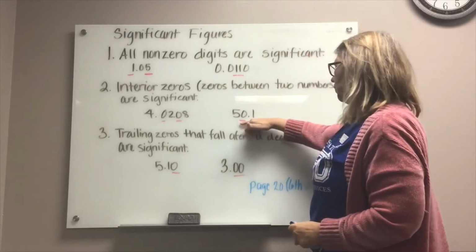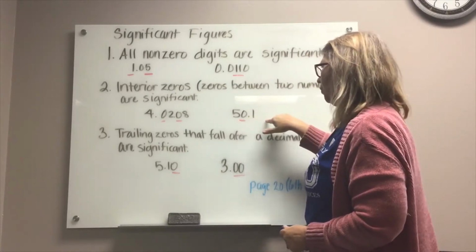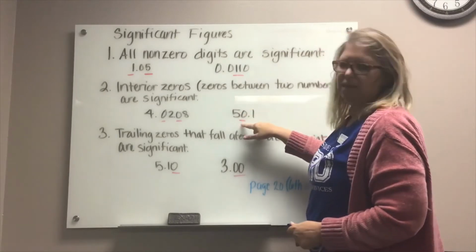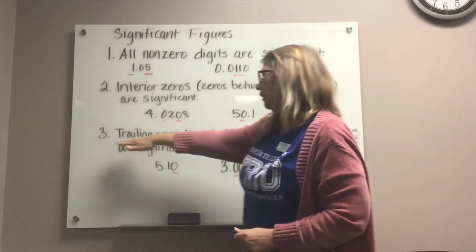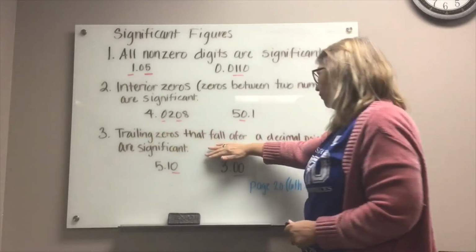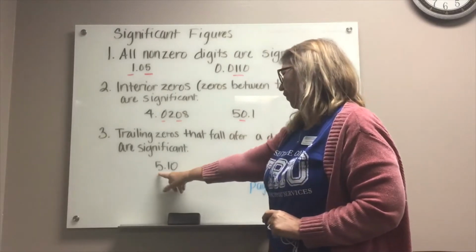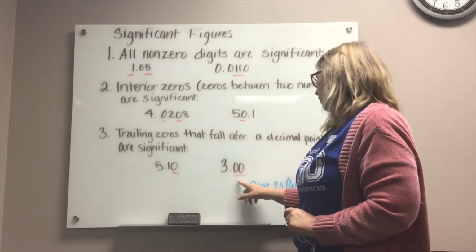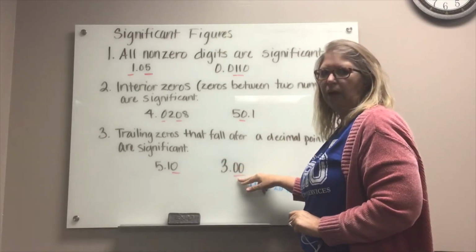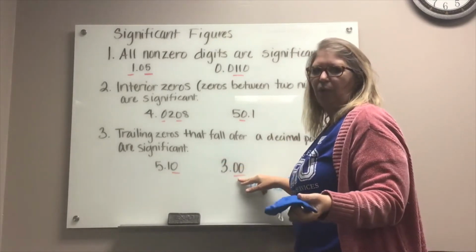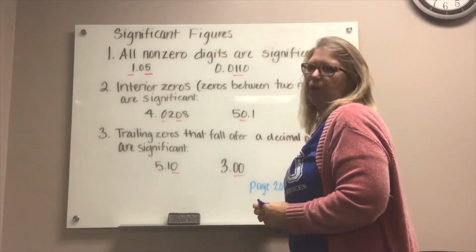And then for this one, this is an interior zero, 50.1. This is a significant figure. Number 3 says that trailing zeros that fall after a decimal point are significant. So you have 5.10, 3.00, where the zeros are significant. Okay, so let's take a look at the next couple of rules, 4, 5, and 6, and then we'll work through some problems.